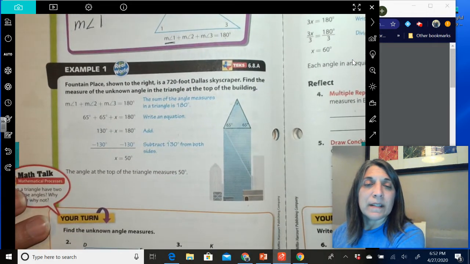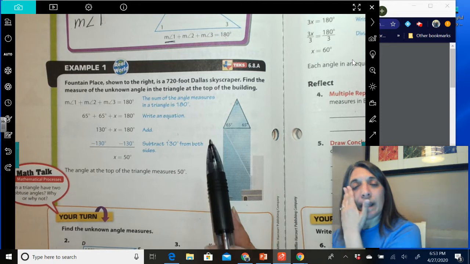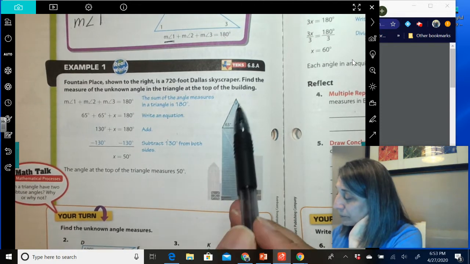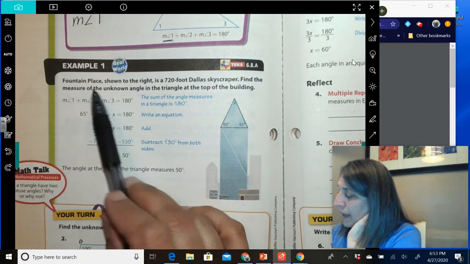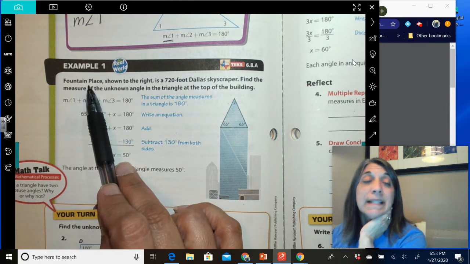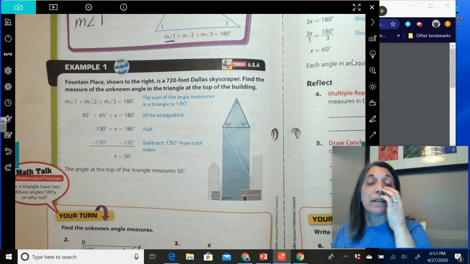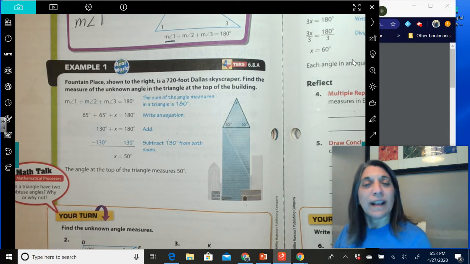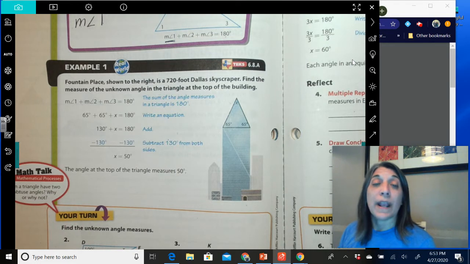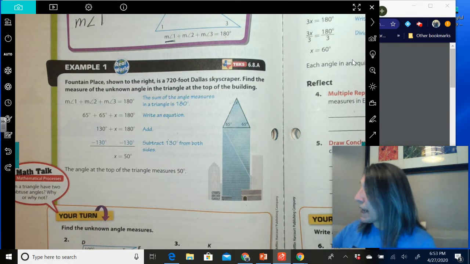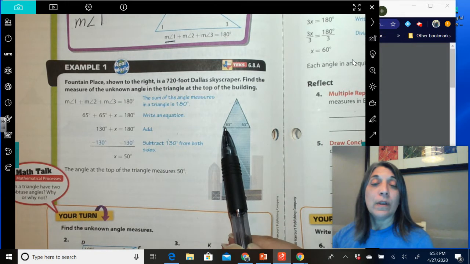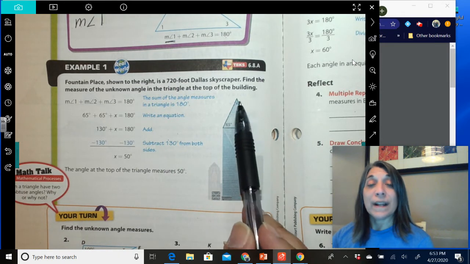So the example is basically saying, here's a building, and at the top of it we have this triangle, and it's called Fountain Place, and it's a 720-foot Dallas skyscraper. Find the measure of the unknown angle in the triangle at the top of the building. So they're saying, this angle. They're telling you this angle, but what is that angle?